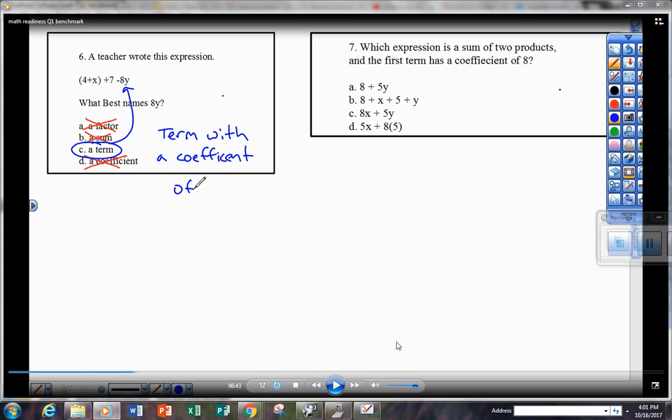But to make it match, this has a coefficient of 8, and it's also made up of a sum, that plus right there, of 2 products. This is a product. 8 times x, that's a product. 5 times y, that's a product. This is a sum of these 2 products. This has a coefficient of 8. This one right here is a sum of 2 products where the first term has a coefficient of 5. So that would be a good question right there.